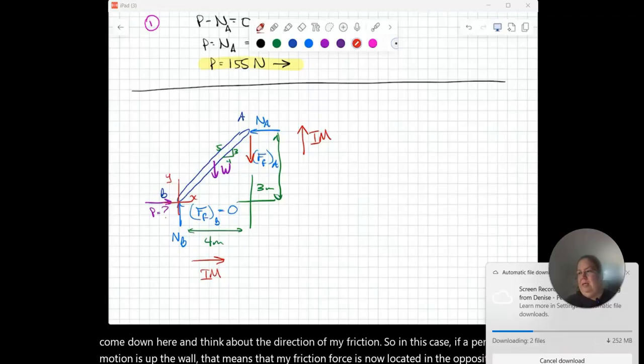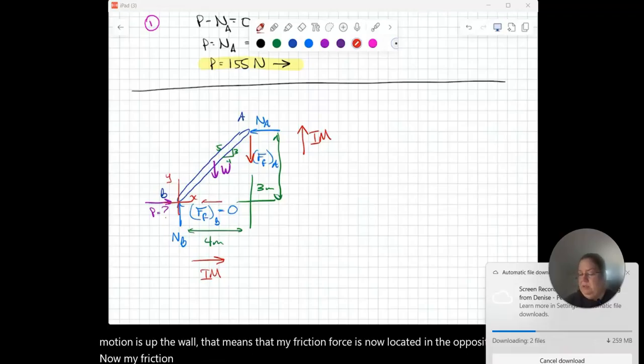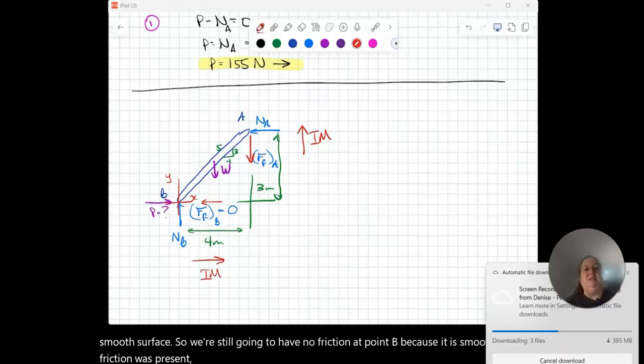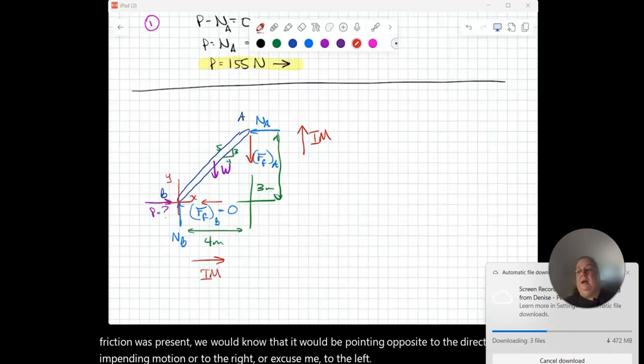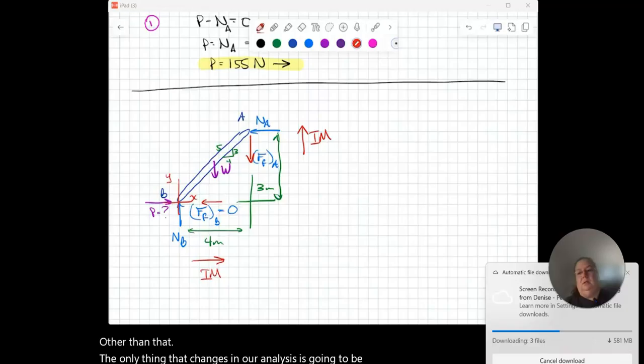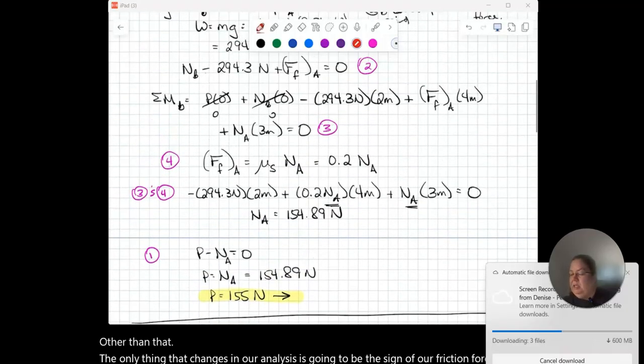Now, my friction force at B, technically speaking, would be to the left, but we still have a smooth surface, so we're still going to have no friction at point B because it is smooth. But if friction was present, we would know that it would be pointing opposite to the direction of impending motion, or to the left. Other than that, the only thing that changes in our analysis is going to be the sign of our friction force.